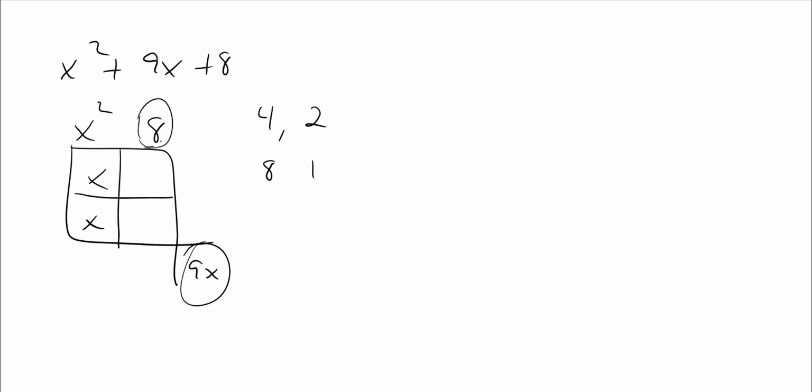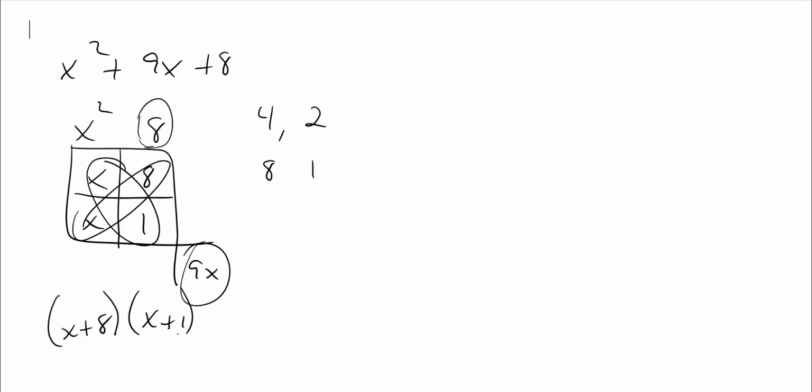Okay. 4 times 2 is good, but 4 plus 2 is 6. But 8 plus 1 is 9. So that's what we're going to do. So it's x plus 8, x plus 1. And by the way, it doesn't matter the order. It could be x plus 1, x plus 8. That doesn't matter.